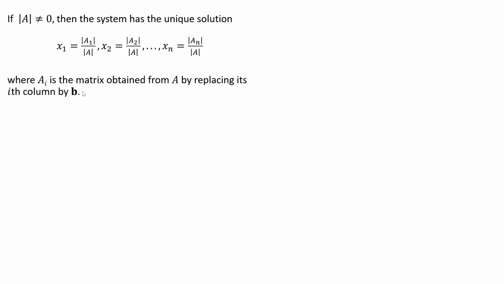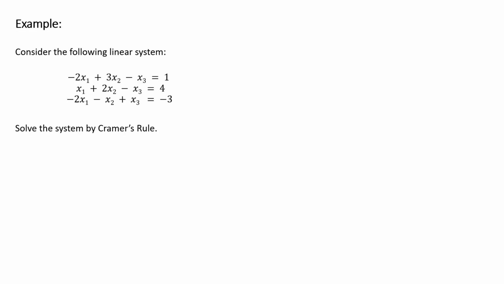So A sub 1 is obtained by replacing the first column of A by your B. A sub 2 is obtained by replacing the second column of A by B, and so on. So to illustrate this, let us solve this example.